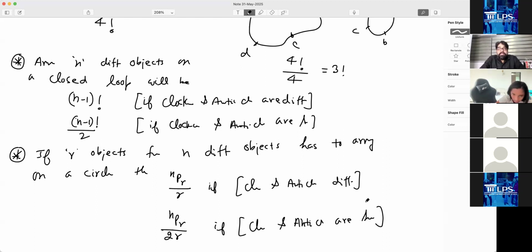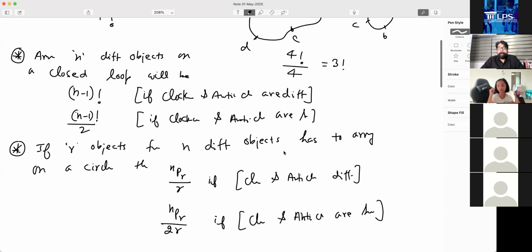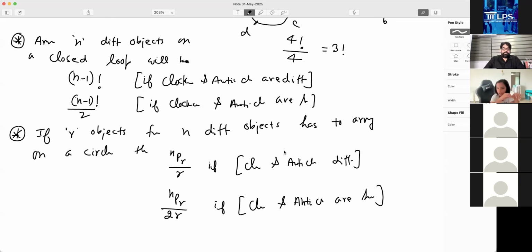Does this make sense to everybody? Yes, sir. So I joined a little late. Can you go through the beginning again? We are talking about circular permutation. These points I told, you can take a screenshot. Does anyone have to ask anything?